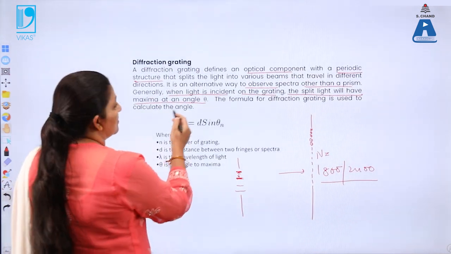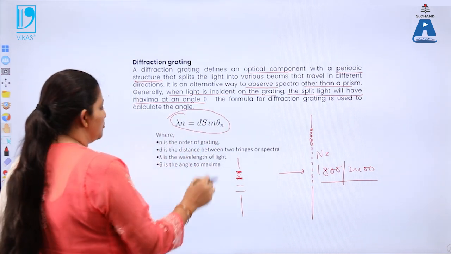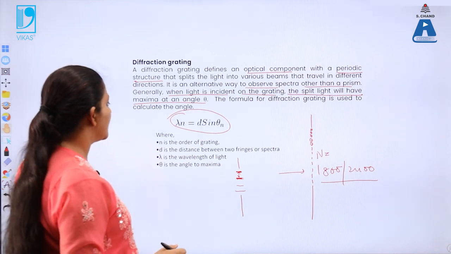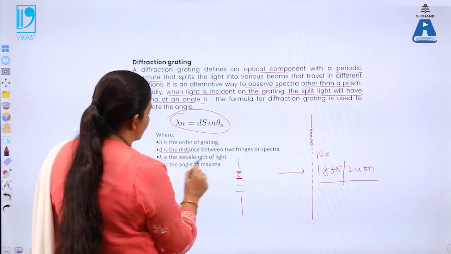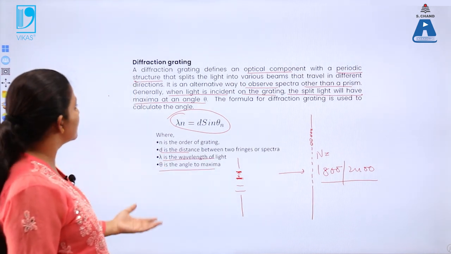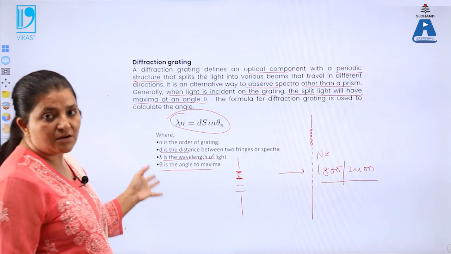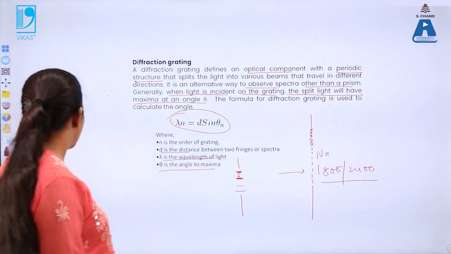Then we can calculate the diffraction angle over here by using this relation. What is n? That is the order of the grating, d is the distance between the fringes, lambda is the wavelength, and theta is the angle to the maxima. So by using this relation, we can calculate central maxima position and minima positions for the diffraction grating.